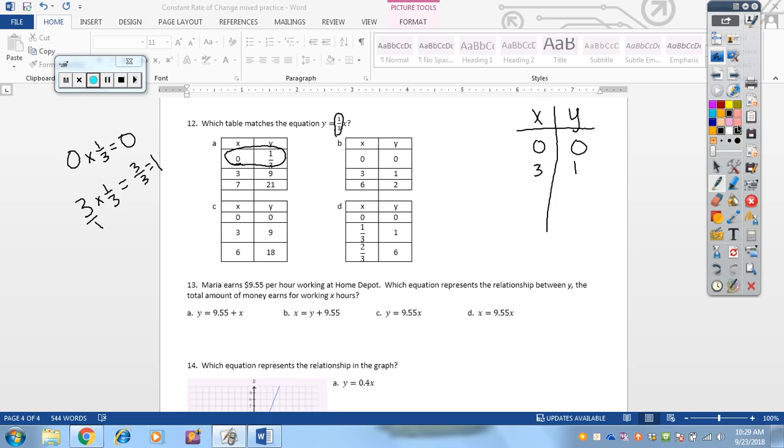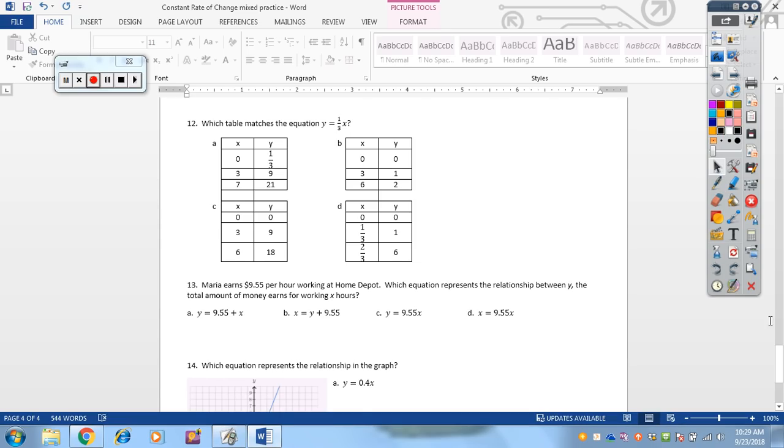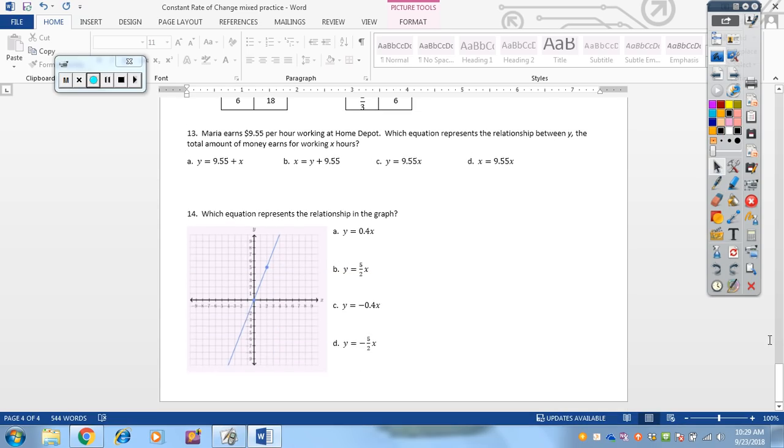And remember, if you can remember this, this is huge. Multiplying by 1/3 is the same as dividing by 3. For real, it's huge. If you can learn that. Number 13, remember that y equals k times x. They're going to give you k in the problem, and you just have to find the equation that matches.